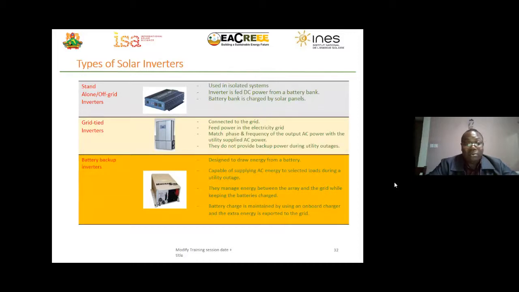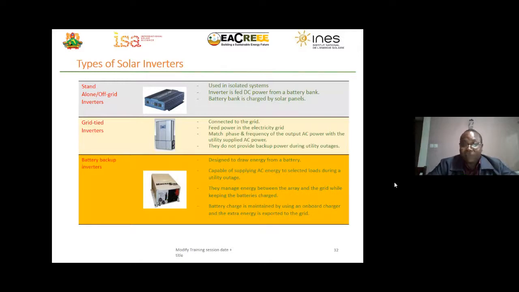The first one is a standalone, or sometimes we call them off-grid inverters. Then we have grid-tied inverters, and we also have battery backup inverters. So looking at the first one, the standalone or off-grid inverter, usually these are installed in isolated systems, mostly solar home systems, and also vary in sizes, from very small ones ranging to about 3,000 watts, so even bigger ones can be available.